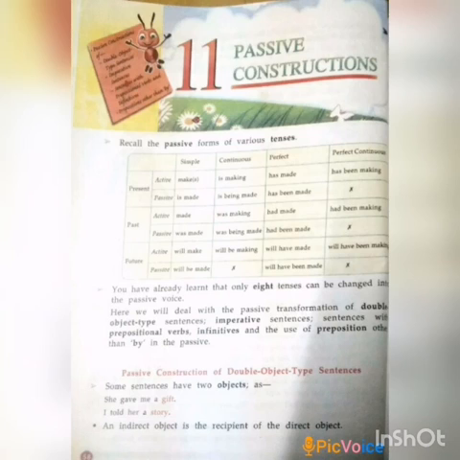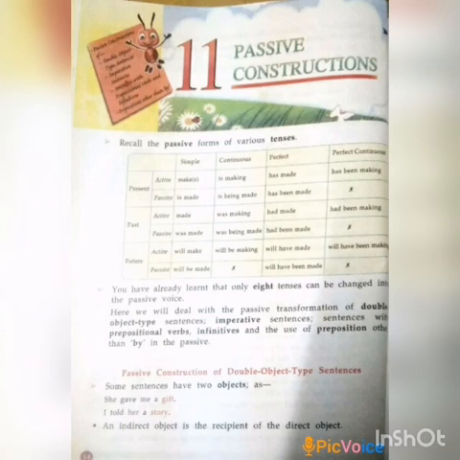I told her a story. Story is the direct object and her is the indirect object. An indirect object is the recipient of the direct object. I hope you all understood the first page. Remember the tense table and the two types of object, everything.